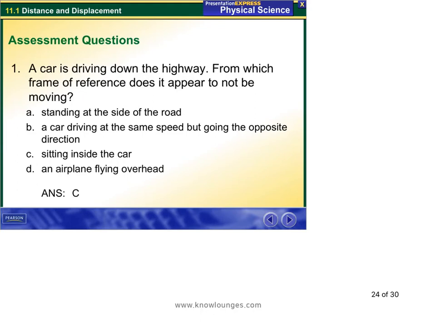Now, there would be one if you were in a different car traveling at the exact same speed in the same direction and you just focused on the other car, then it would not appear to be moving. If you were going in opposite directions, it's going to appear to be moving. And an airplane flying overhead, looking down at the car, would definitely see it moving. So again, C is our correct answer.